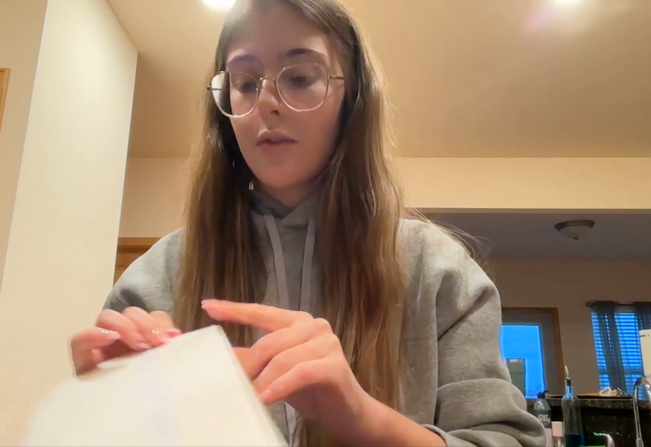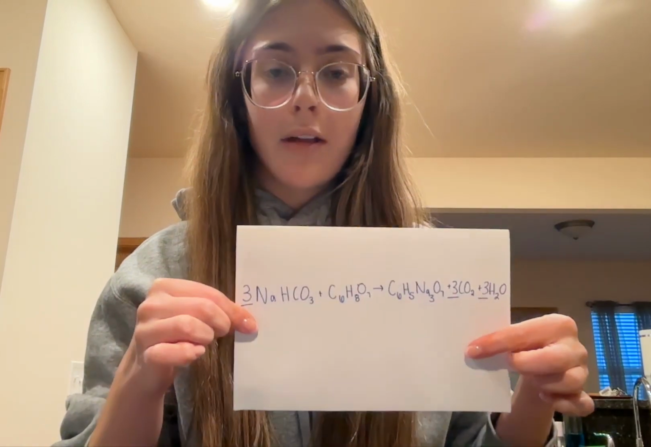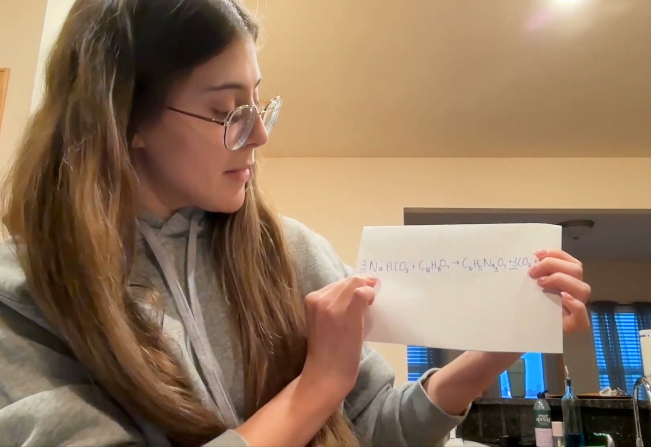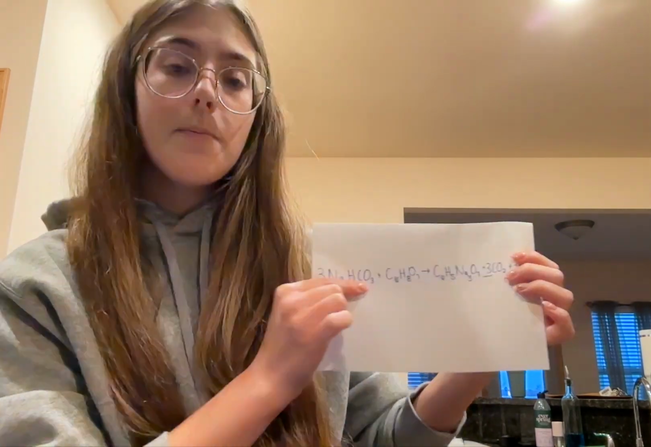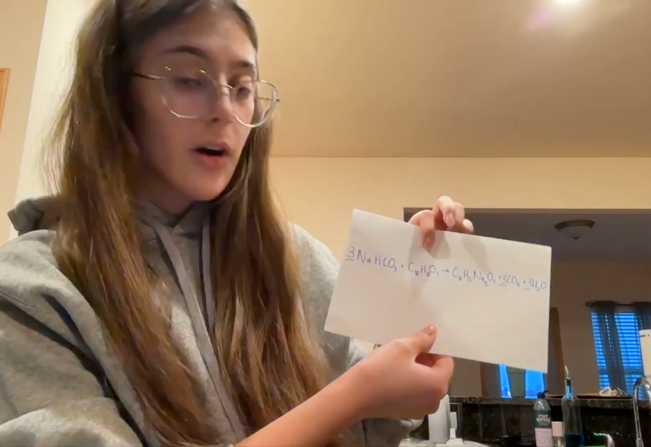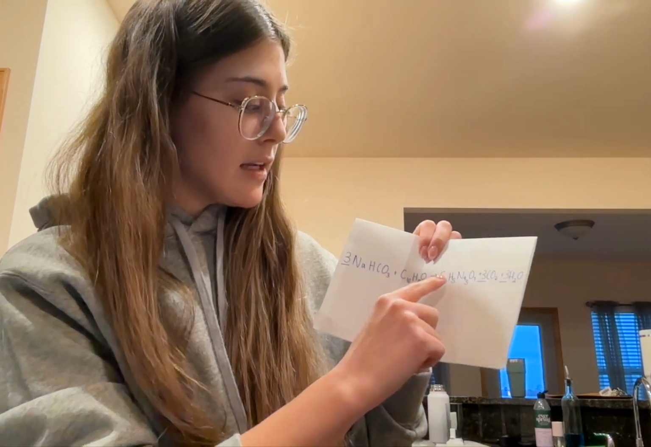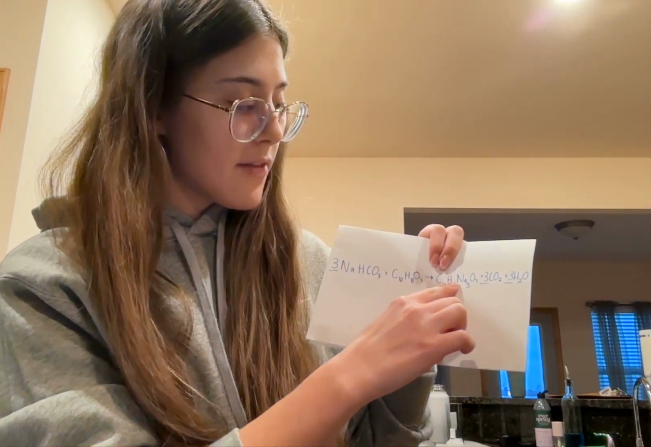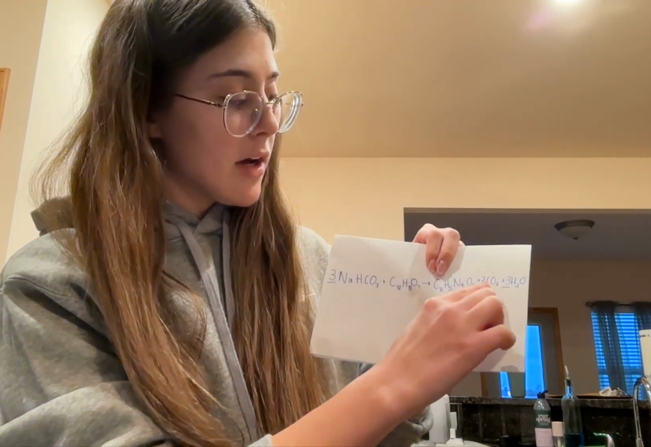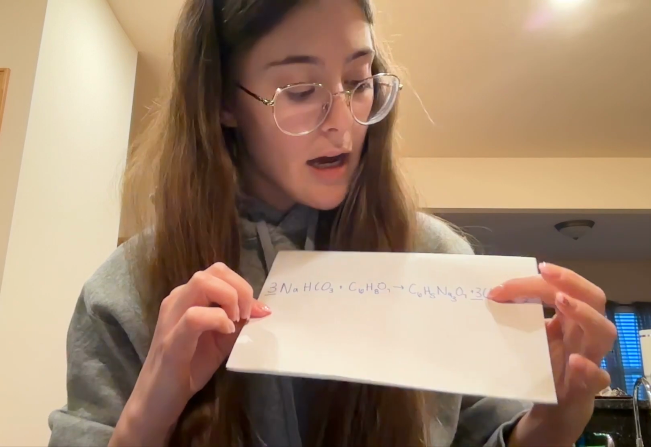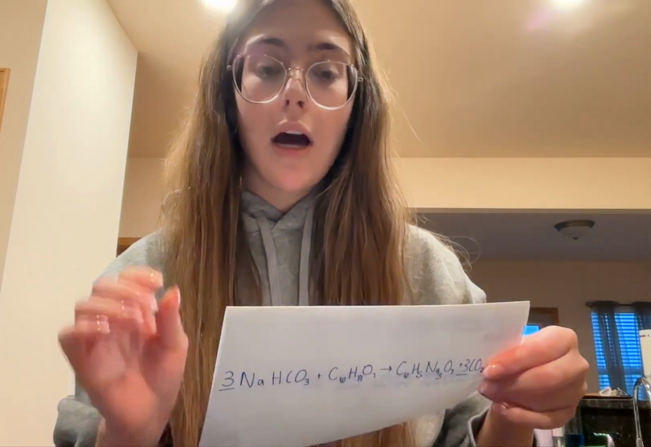So just for reference, and I know that it's kind of hard to see, I wrote out the balanced chemical equation on paper. So we have 3 sodium bicarbs, which is NaHCO3, and this comes together with our citric acid, which is C6H8O7. And then it yields C6H5Na3O7 and carbon dioxide, 3 CO2, and 3 H2O for water. So you can see our coefficients here, and these will be the moles as well, and we'll get into the math a little bit later.